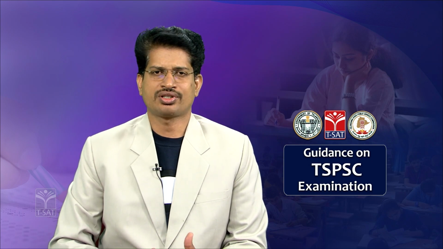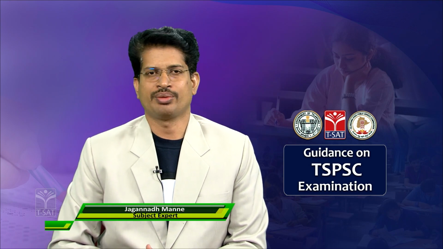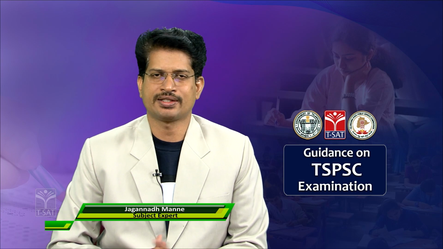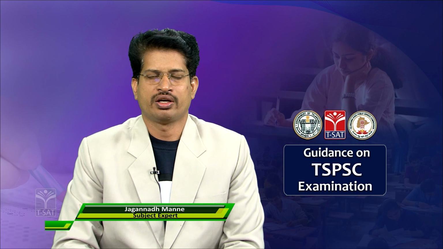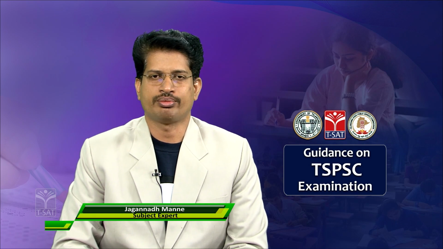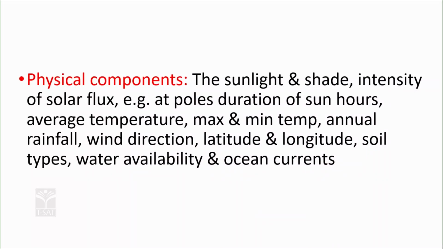For example, the different components of an ecosystem are classified into physical components, chemical components, biotic components, etc. So, in a question, they may ask you to differentiate a physical component and a chemical component. These are examples of physical components of an ecosystem: the sunlight, shade, the solar flux. The intensity of the solar energy is not the same throughout the latitudes. The solar flux is more at the equator and less at the polar regions.